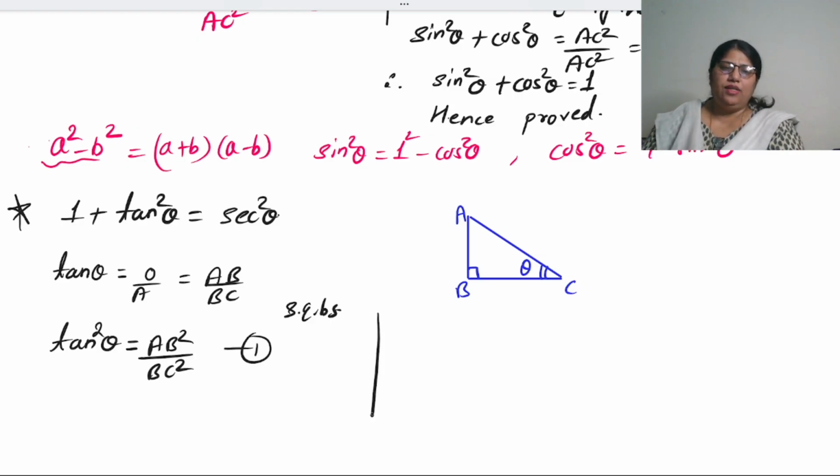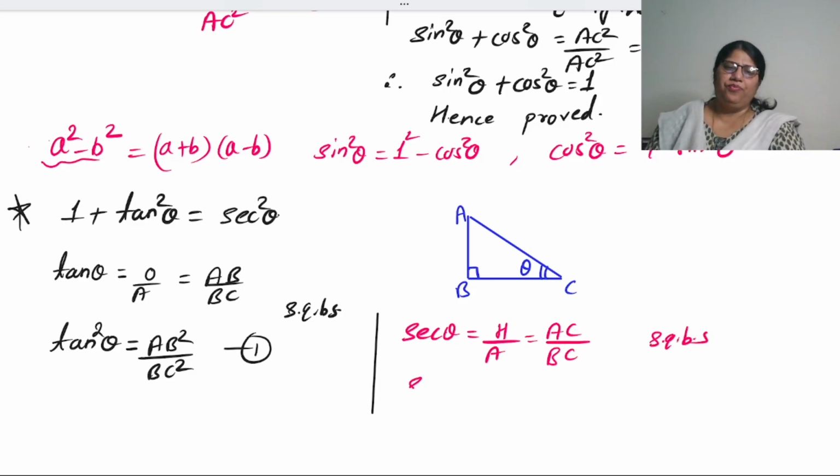Similarly, if I have to get the sec theta, sec theta is the reciprocal of cos. So we are having hypotenuse by adjacent. What is hypotenuse? AC, and adjacent to angle theta is your BC. So you write down here BC. Again you will do squaring both sides. So sec square theta is equals to AC square by BC square. This is your equation 2.